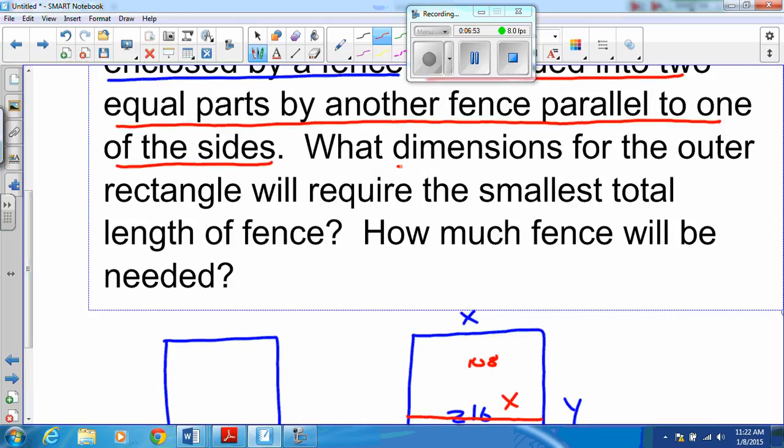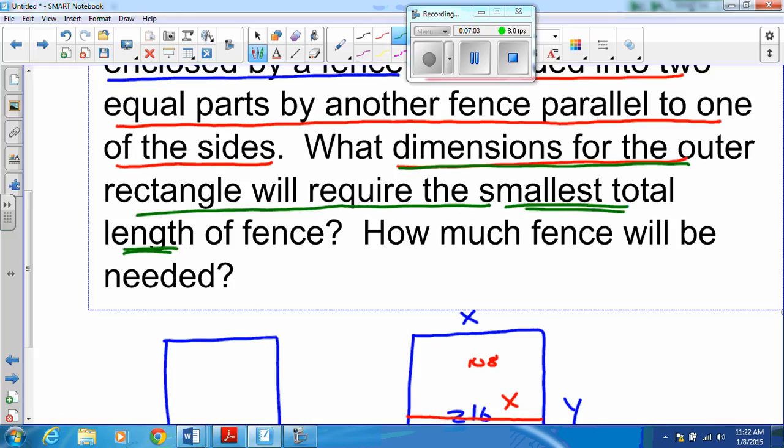Okay. And now they ask, what dimensions for the outer rectangle will require the smallest total length? And there it is. That word smallest is the key word that gets my attention here. That tells me I am looking for an absolute minimum. And specifically, I'm trying to minimize my length.